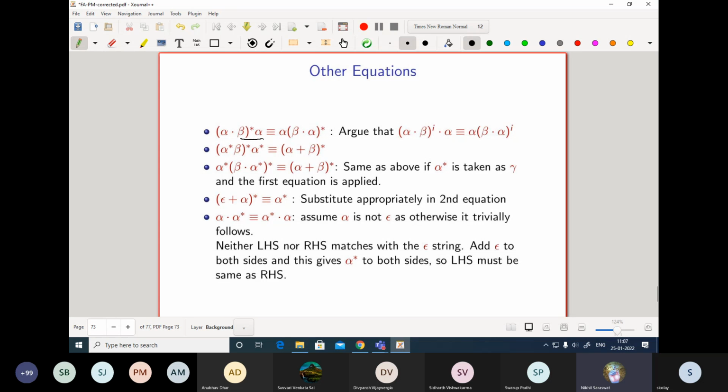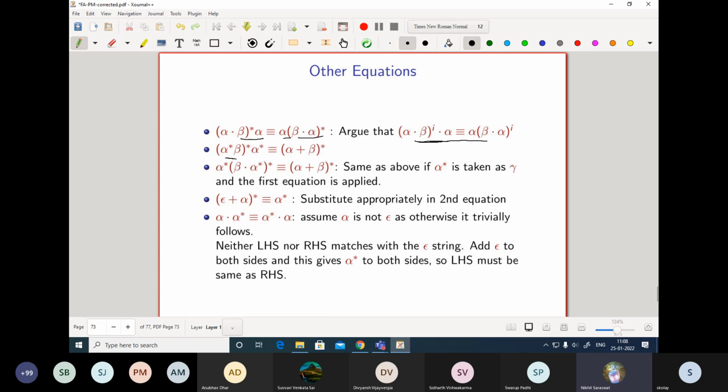Alpha beta star alpha is equivalent to alpha concatenated with beta alpha star. So please try to argue this for each of the i's. You can argue this inductively on the length of the string. So you can try to see what happens. Can you prove alpha beta to the i alpha is equivalent to alpha beta alpha to the i?